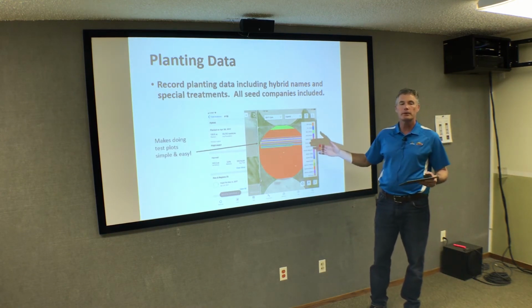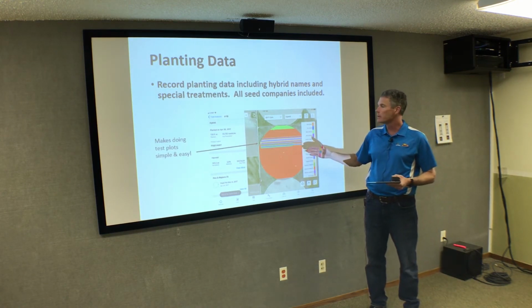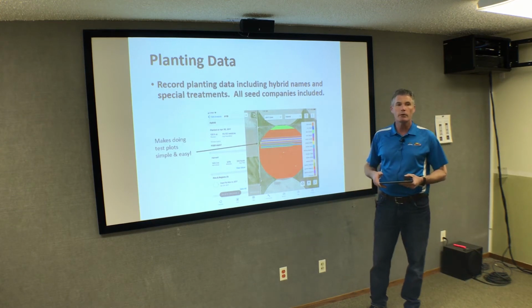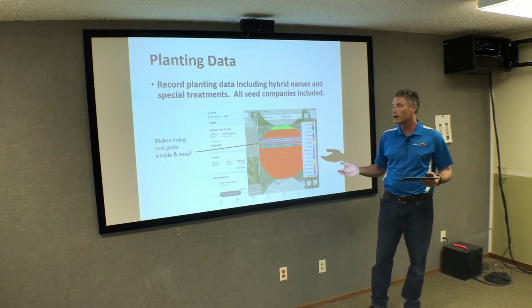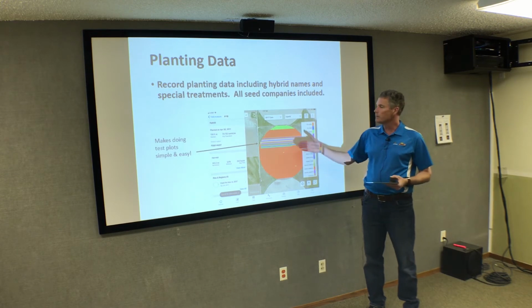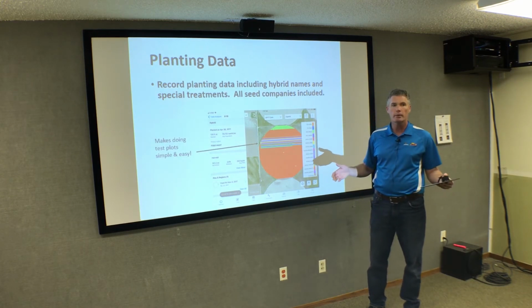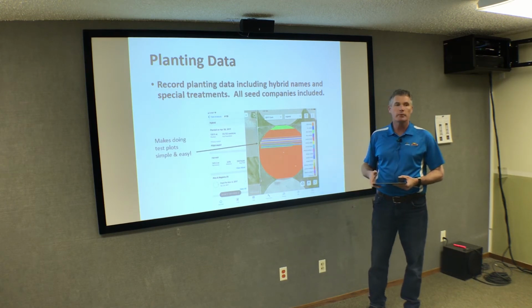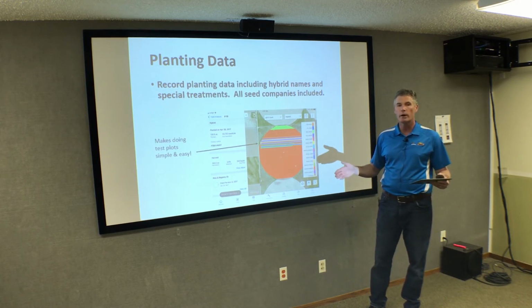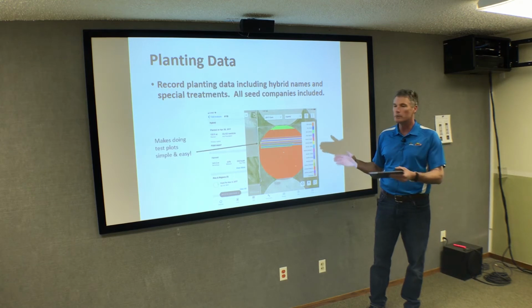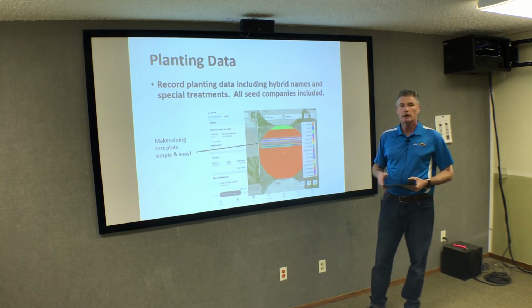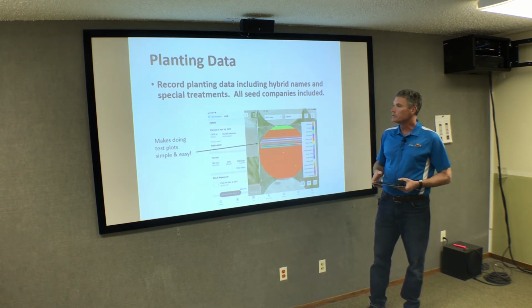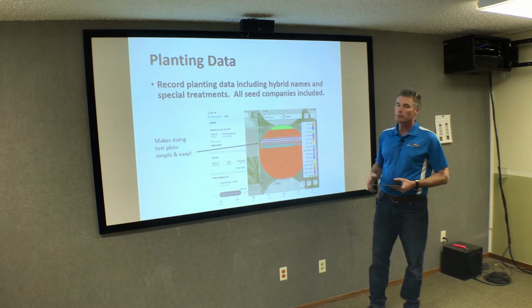It doesn't even have to match your combine width, your header width. For example, if you had a 12-row planter and you wanted to do 6-row plots, you could split the planter, tell Fieldview that the first 6 rows is hybrid A, second 6 rows is hybrid B, and then when your combine comes to harvest it, your combine will know what hybrid is on what side of the header as you just pick up 6 rows of each hybrid. So it's all geo-referenced, and it makes doing test plots super easy.